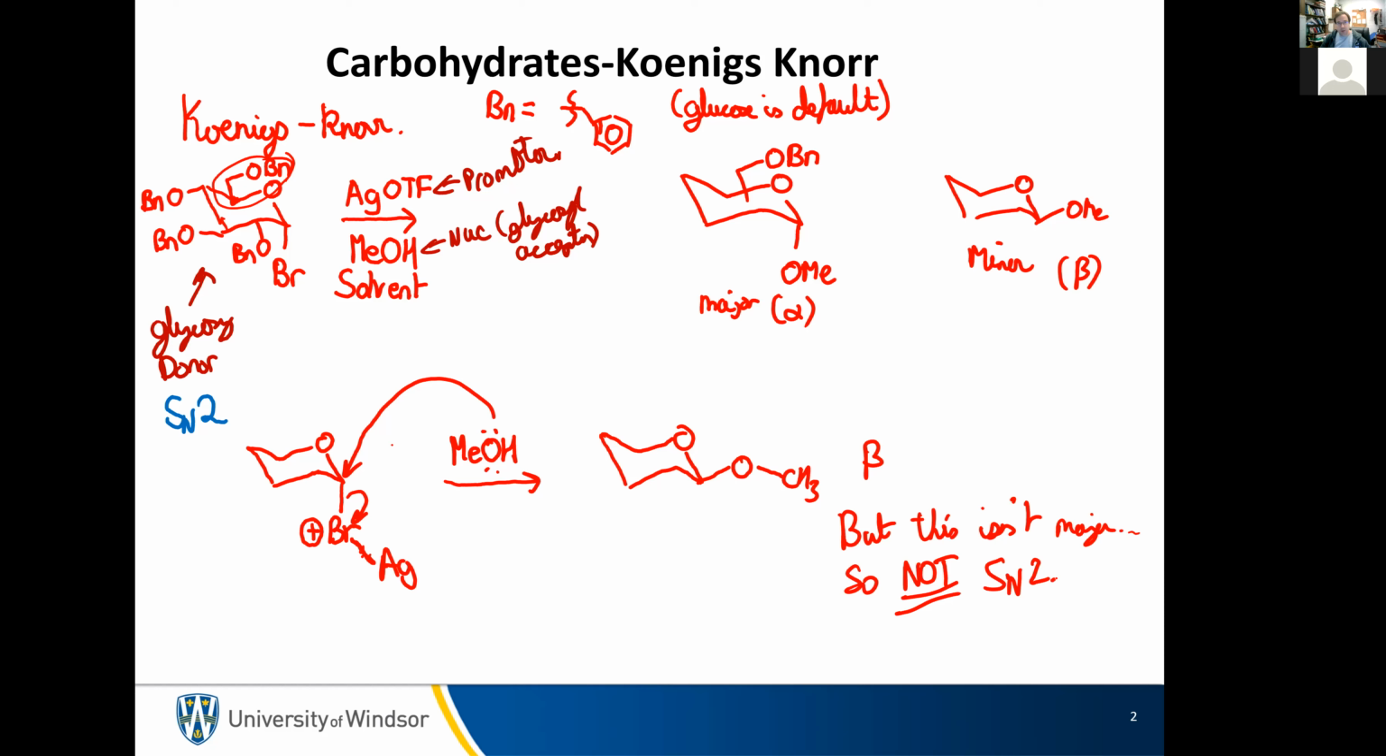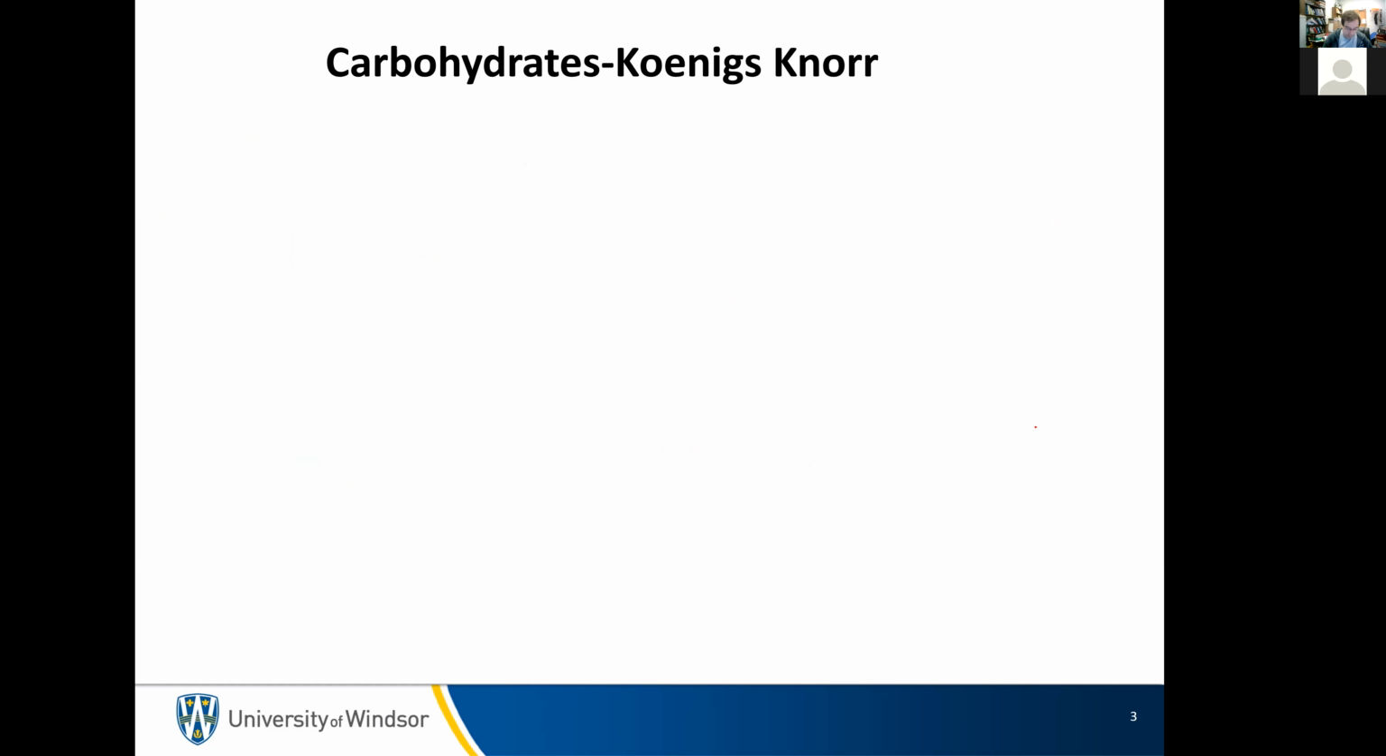Some glycosylations we're going to see are SN2, and we're actually going to talk about how you can make this one SN2, but it's not. Because if it was, you would get this. So this cannot be the mechanism, because if this was the mechanism, beta would be your major product. And beta is not your major product, so this cannot be your mechanism. So it's got to be an SN1 mechanism.